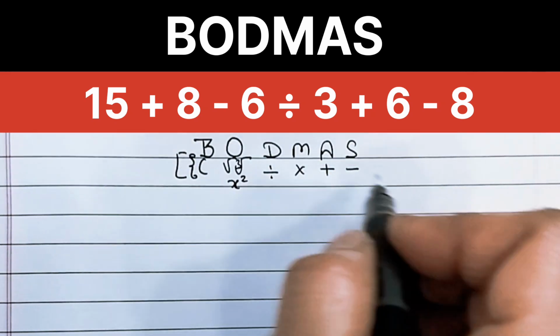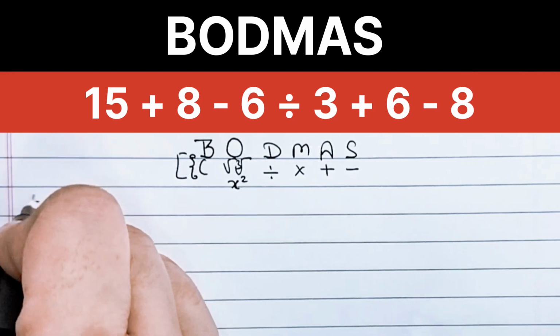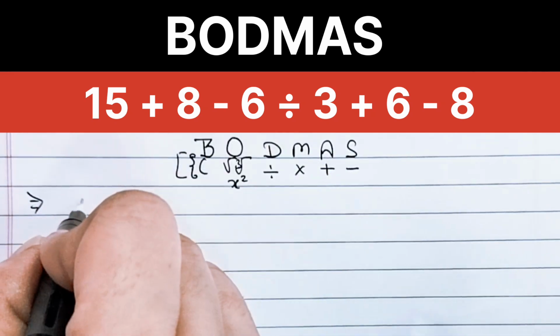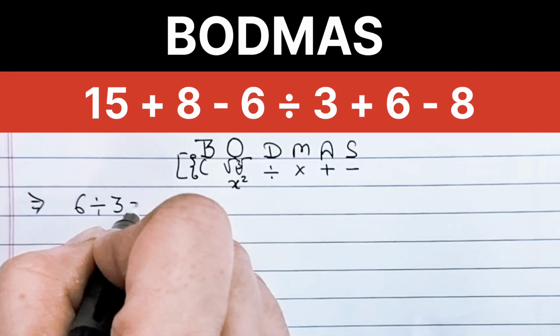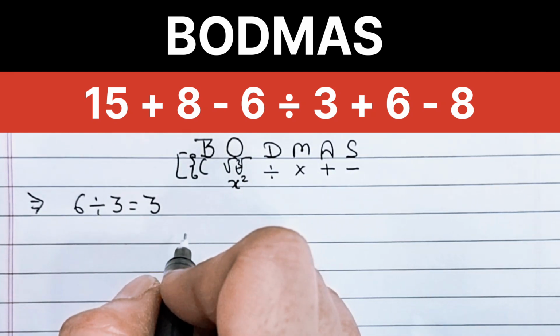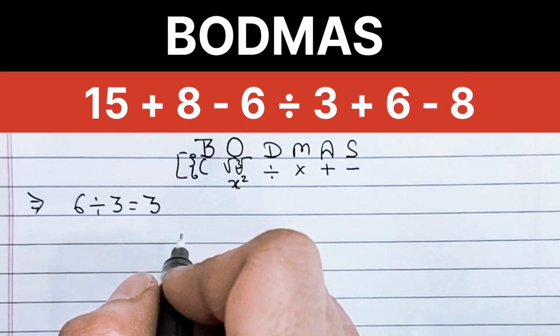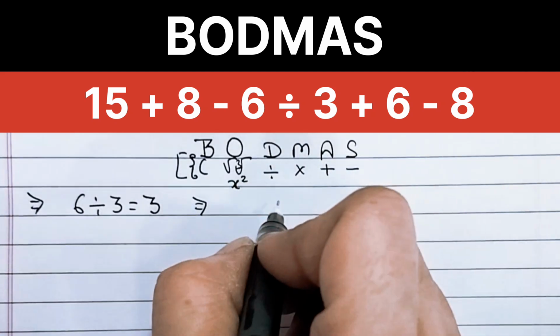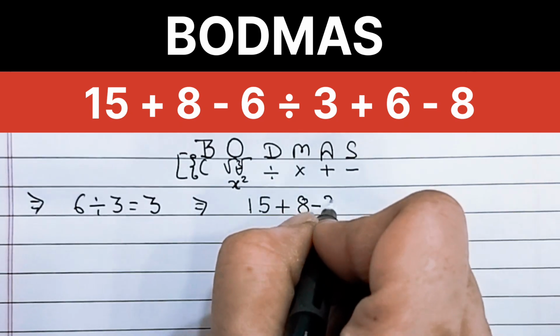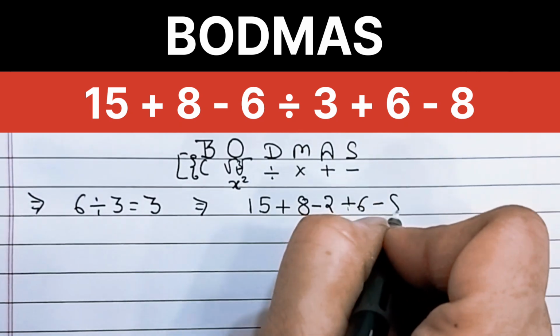According to this BODMAS sequence, we'll break down this expression with a step-by-step solution. Now first we divide the values. As you can see here, 6 divided by 3 equals 3, and according to the BODMAS hierarchy, division must be performed before the addition or subtraction. Now the expression becomes 15 plus 8 minus 2 plus 6 minus 8.